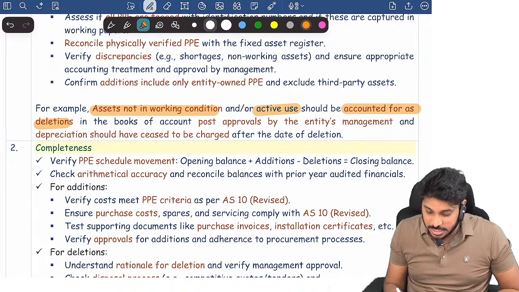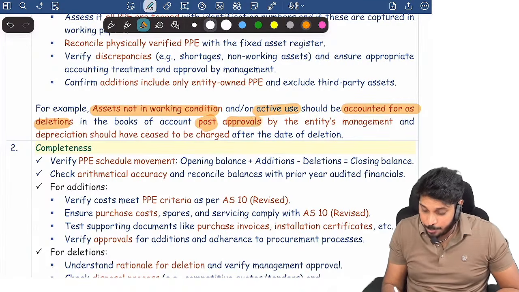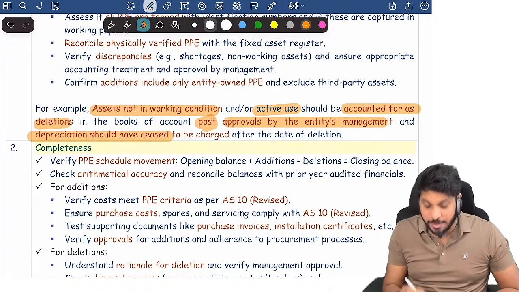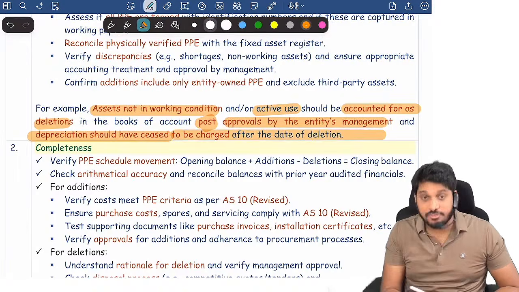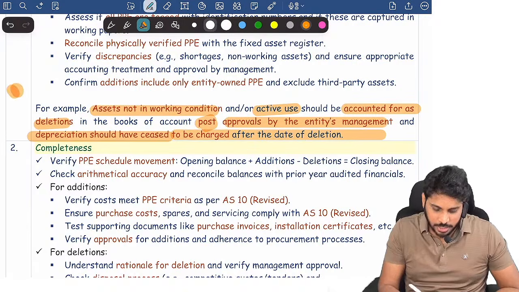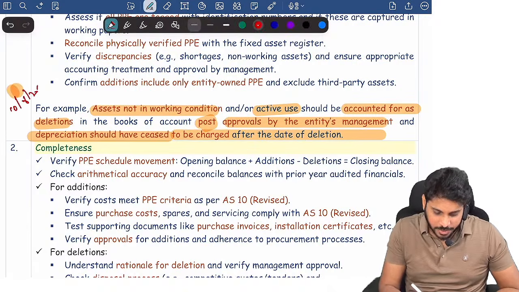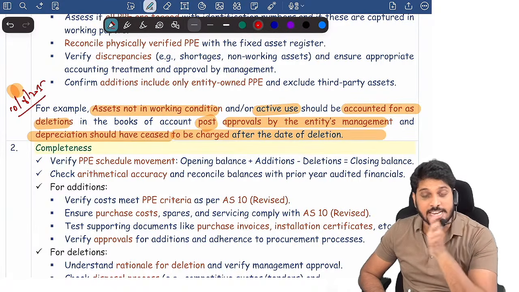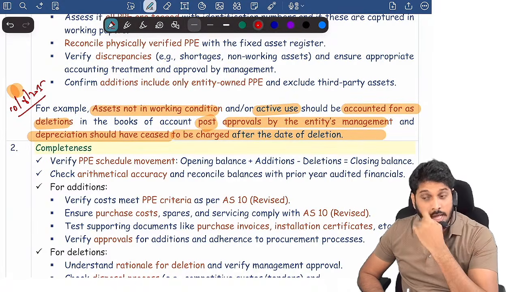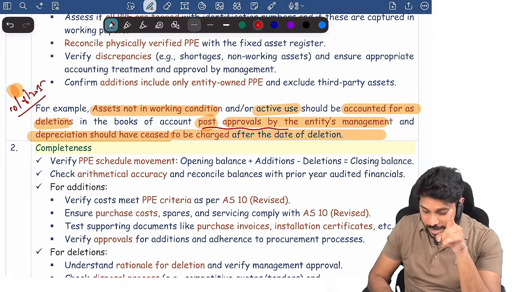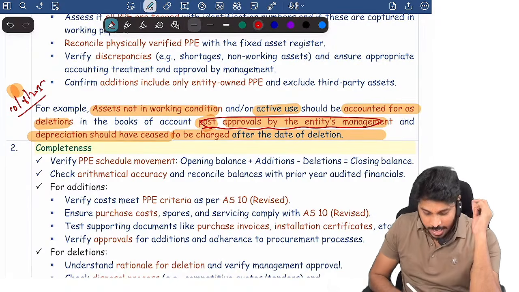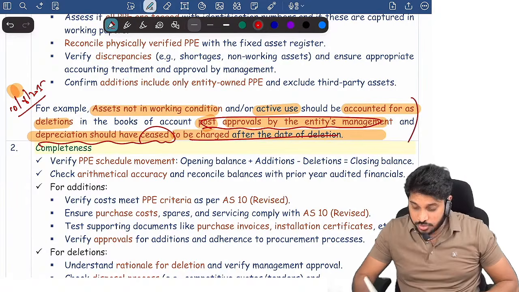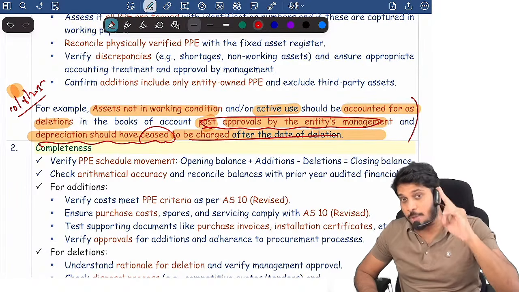You should remove it as deletion only after approval by the management, and depreciation should be stopped after the date of deletion. So suppose on 10th August 2025 you are stopping the machinery from usage. You are not actively using it, you are deleting it from the asset register. And that deletion can be done only after management has approved it. Further, depreciation should be stopped after the date of deletion. So this is treated as a proper deletion.